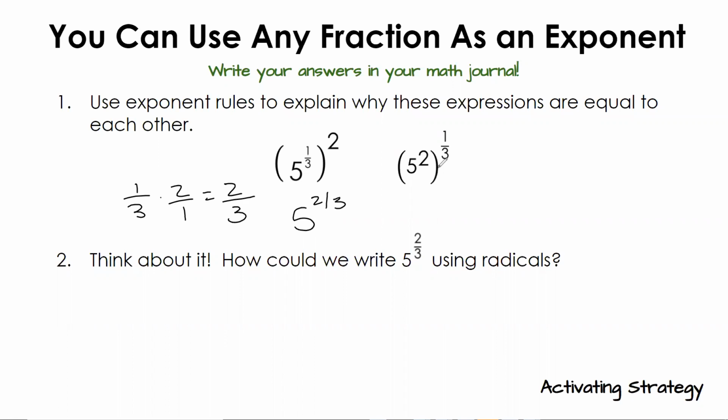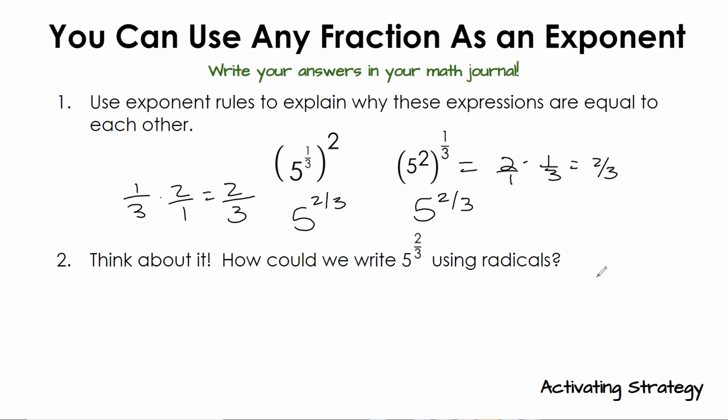On the next one, same thing. We have power raised to the power. So that's going to give me 2 times 1/3. So that's going to give me 2/3. So they gave me the same answer, right? How could we write 5 to the 2/3 using radicals, though?